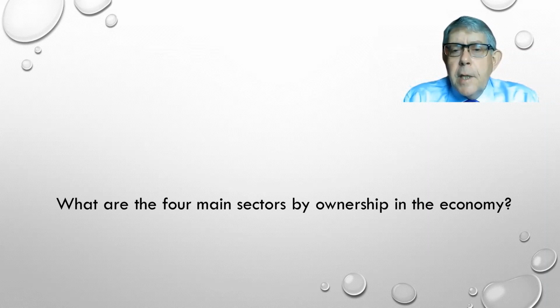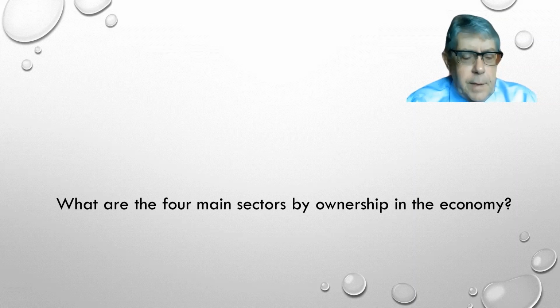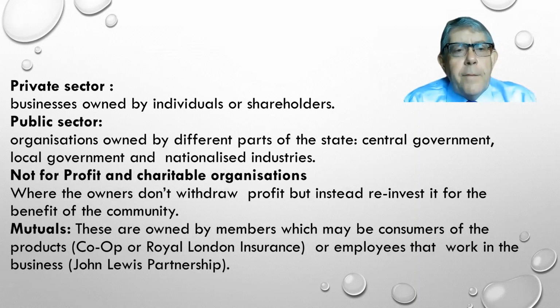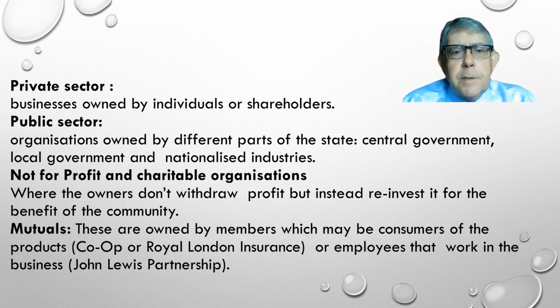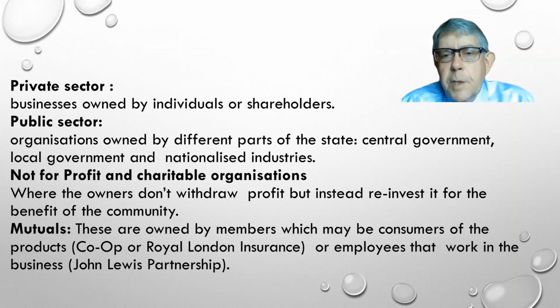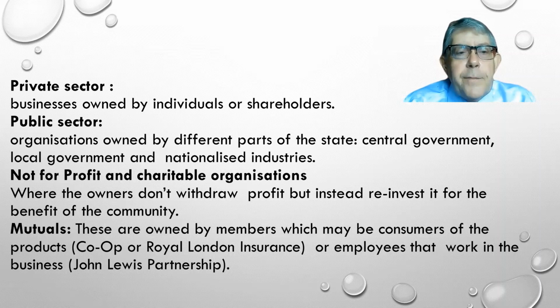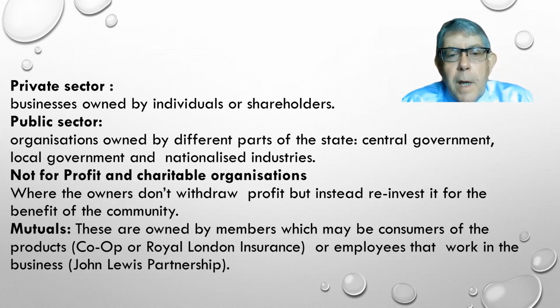What are the four main sectors by ownership in the economy? Well, we have the private sector, and that's all businesses that are owned by individuals and shareholders. So that would be sole traders, limited companies, partnerships and PLCs. In the public sector, we have organisations owned by different parts of the state, for example, central government, local government and nationalised industries. We have not-for-profit and charitable organisations where the owners don't withdraw profit, but instead reinvest it for the benefit of the community.